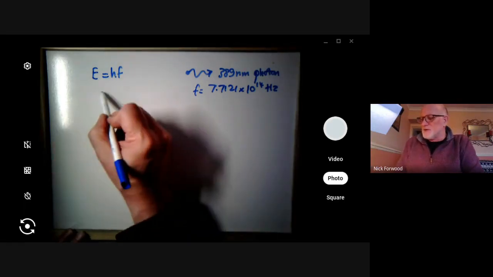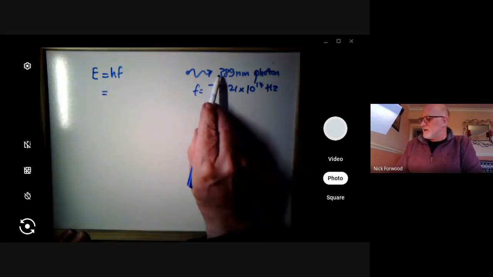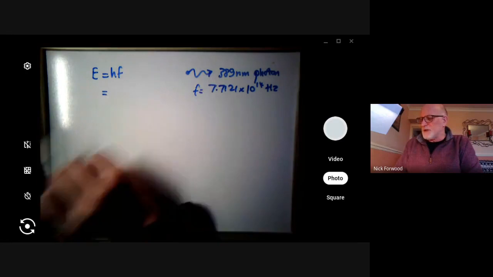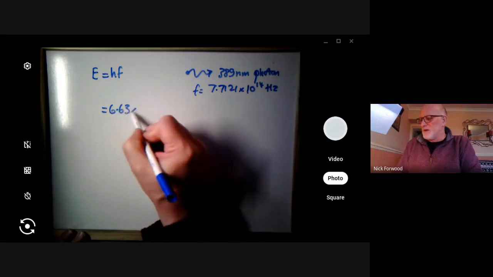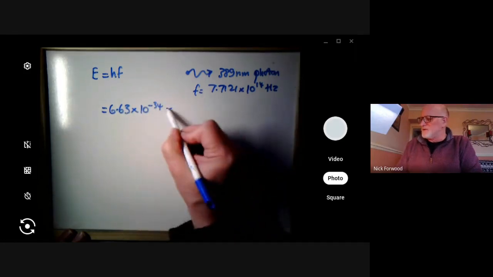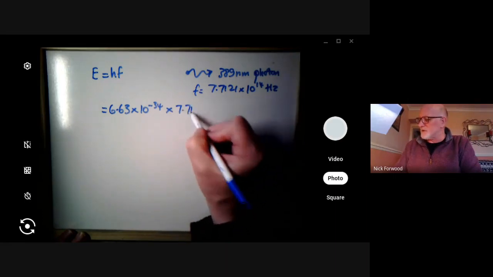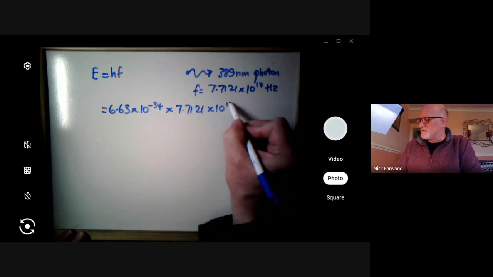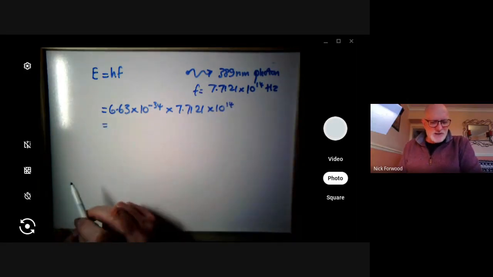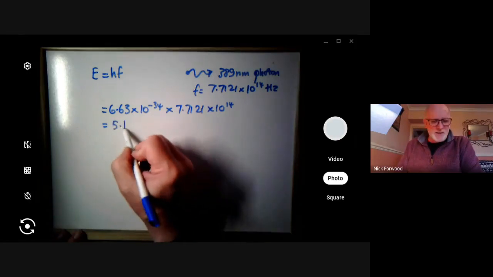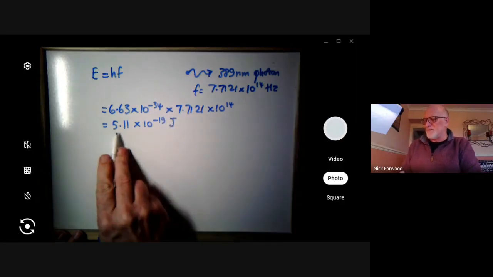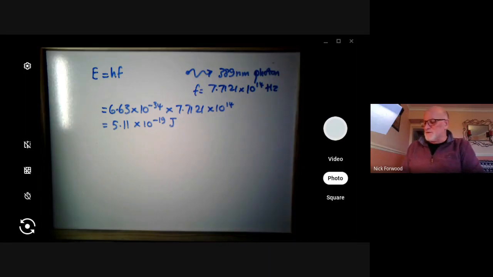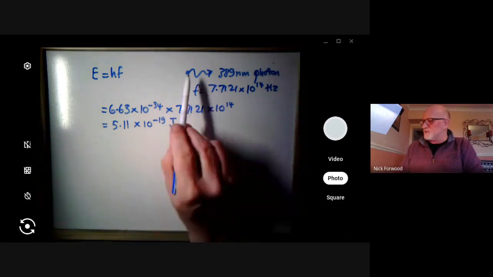So we're going to work out how much energy is carried by this photon of UV light. So it's Planck's constant, 6.63 times 10 to the negative 34, multiplied by the frequency we've got, which is 7.7121 times 10 to the power of 14. And we do that sum and we get 5.11 times 10 to the negative 19 joules. And this I can give with 3 significant figures or 2 decimal places. So that's the energy carried by that one single photon.